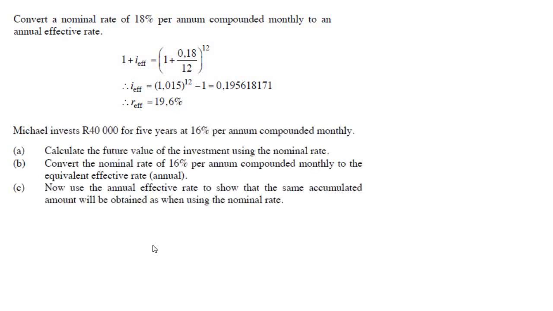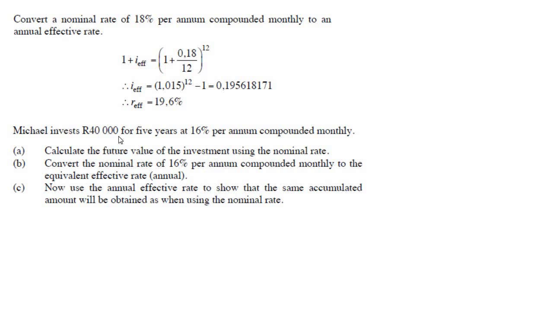Let's take a look at this here. Convert 18% per annum compounded monthly. All you do is take that 1 year of interest, which is 1 plus 0.18 over 12, raised to the power 12, and put that in your calculator. Take away 1, and there it is as a decimal, 0.19, rounding off to the nearest tenth. The effective interest rate is 19.6%. That's how it works.